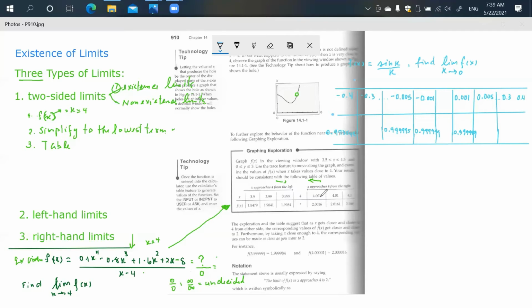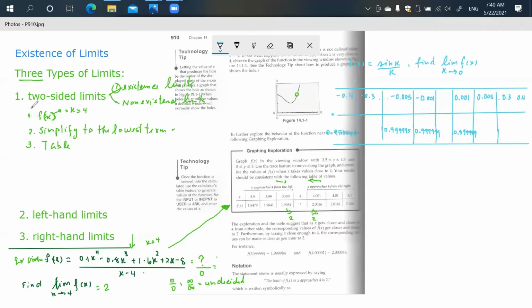For example, like a 4.001, the y value comes out to be 2.0016. So from this one, you can see you can round it up, right? It becomes 2, and this one is also an approximation, right? When you round it up, it's going to be about 2 also. So that's why, in this question, the limit of f of x when x approaches 4 will equal 2. Okay, that's the previous example.